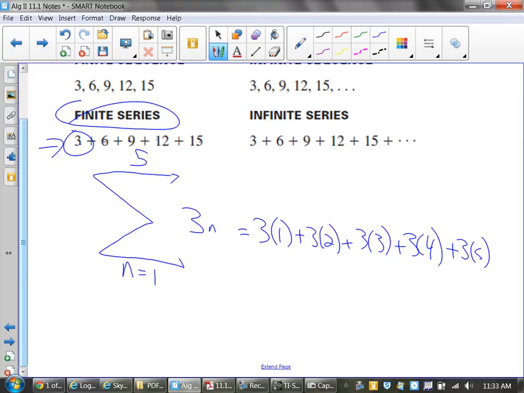Real difficult math today. What's 1 plus 2 plus 3 plus 4 plus 5? 1 plus 2 is 3. 3 plus 15. What's 3 times 15? 45. So what's the sum of 1 through 5? 3n.